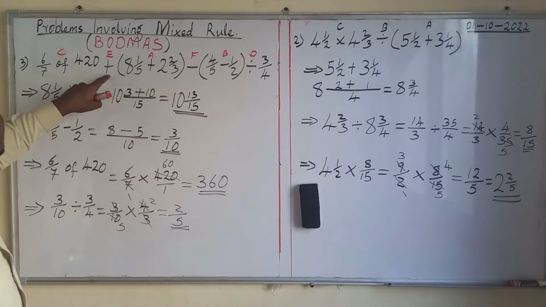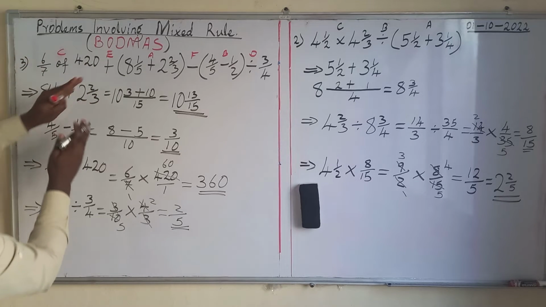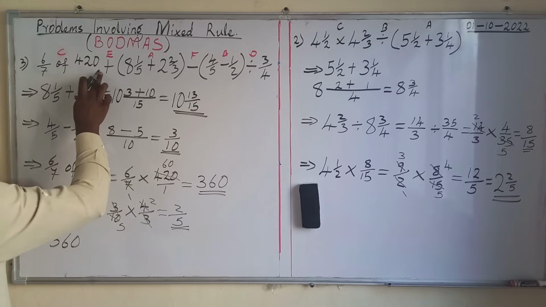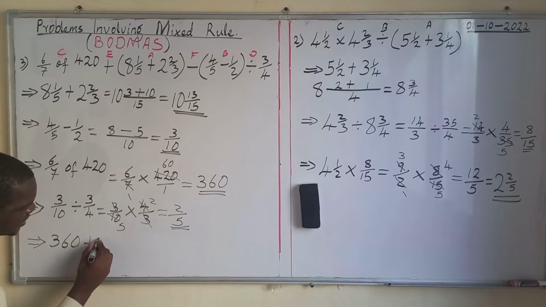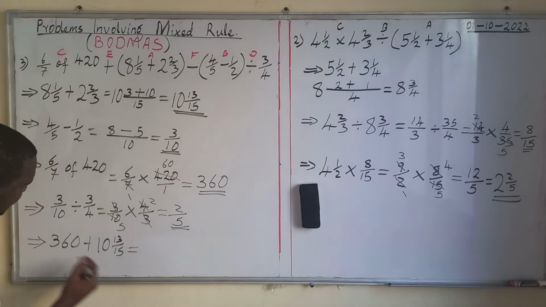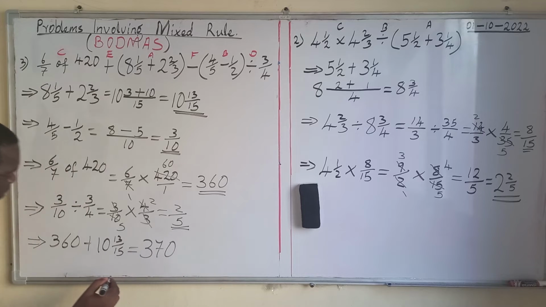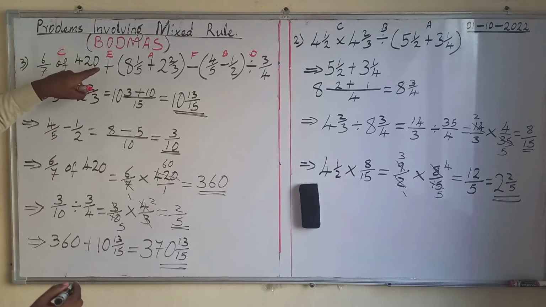Now let's move to E, addition. Here we've already solved this. We're going to take the answer in C, 360, and we add the answer we had here, 10 and 13 over 15. This is a whole number and this is a whole number, so we can add the whole numbers and maintain the fraction. That is going to give us 370 and 13 over 15. That is it at the level of E.